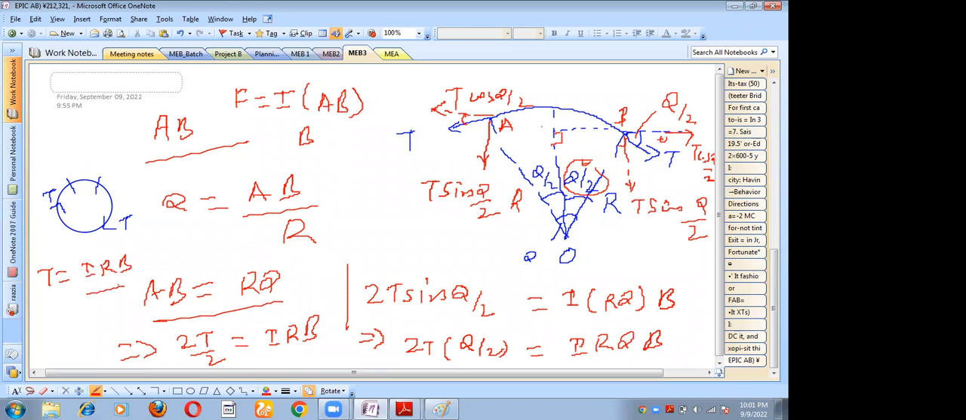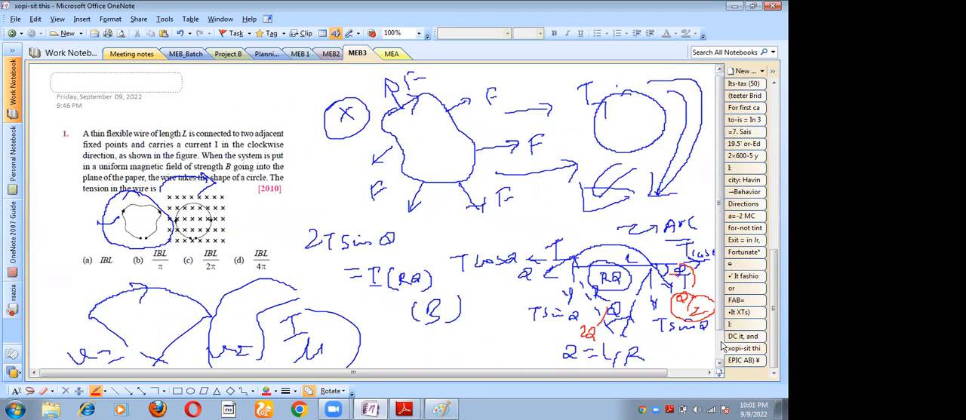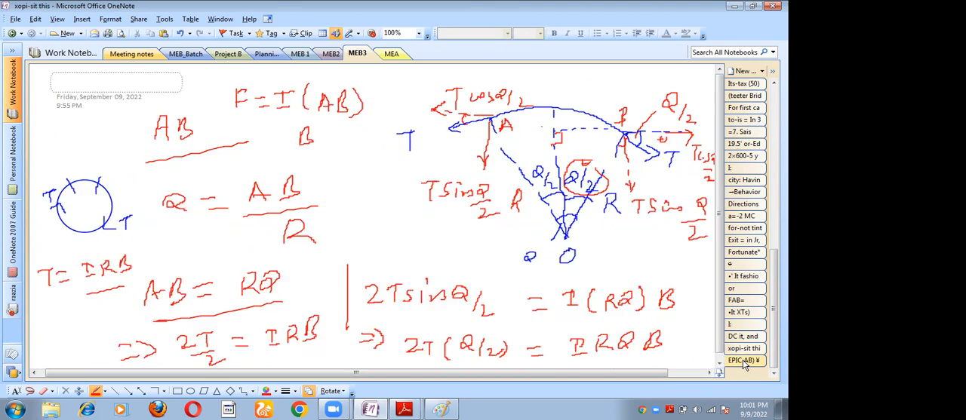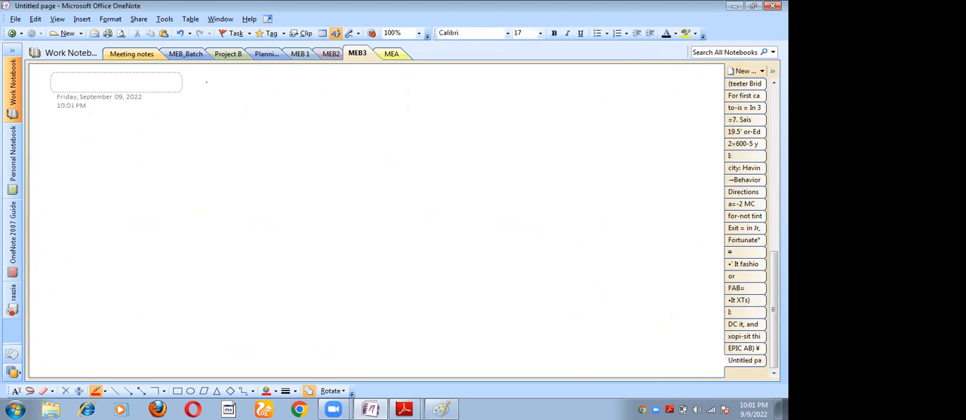But here we don't know R, right? We don't know the radius. So how to calculate the radius? There must be something given in the question. The length of the wire is given as L, right? So from that we can find the radius. How to find the radius? Total length L should be equal to 2 pi r. So from there you can find r should be equal to L upon 2 pi.